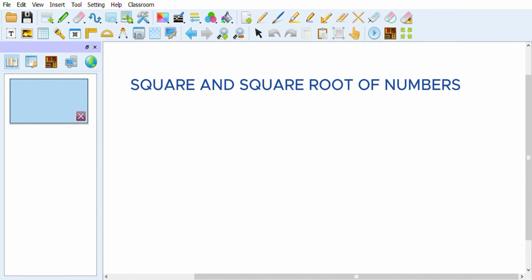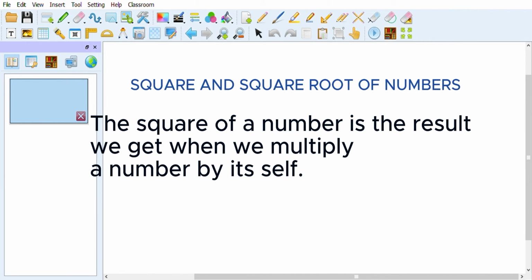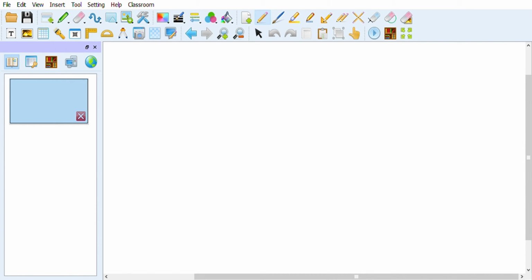The square of a number is the number we get when we multiply a number by itself. So when we multiply a number by itself, the result we get is called the square of the initial number. Take for example, if we are asked what's the square of 2, that means multiply 2 by itself, 2 times 2. If we multiply 2 by itself, what we get is 4. So the square of 2 is 4.